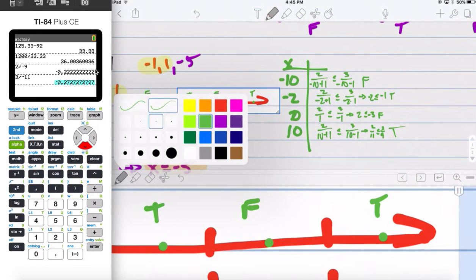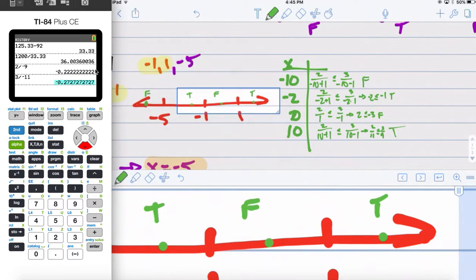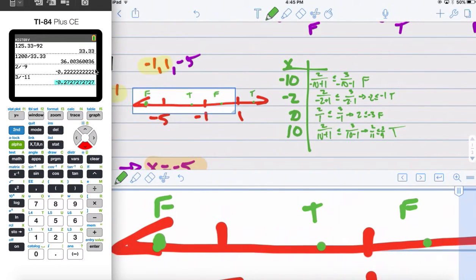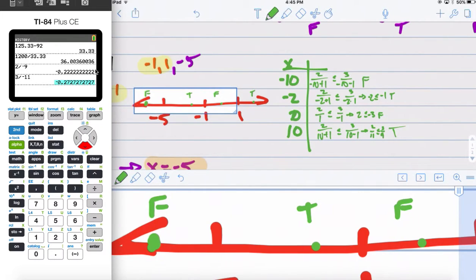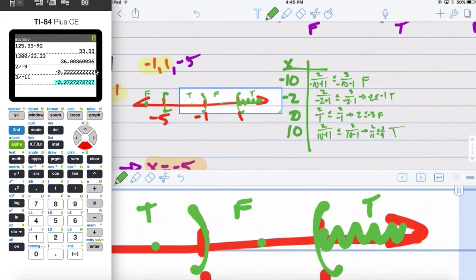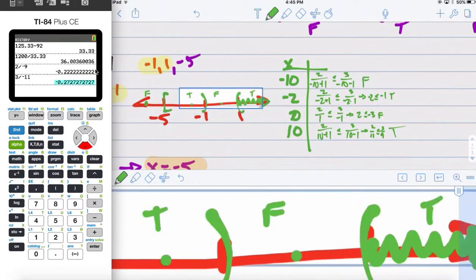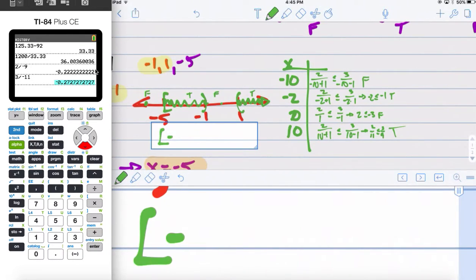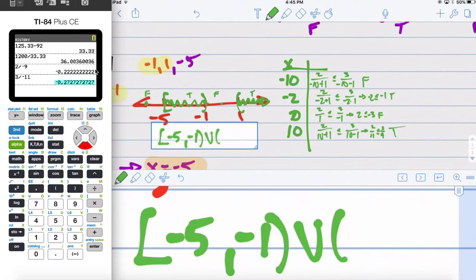So if we're going to shade it, it is true between negative 5 and negative 1, and so we know it's a bracket here, parentheses there, parentheses there, up there, and in between here. And so my interval is negative 5 to negative 1, union 1 to positive infinity.